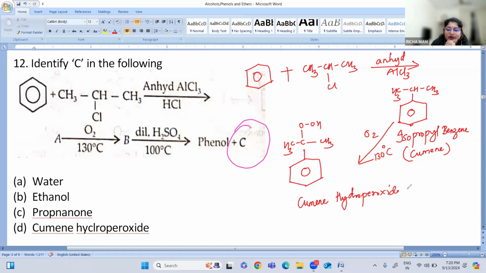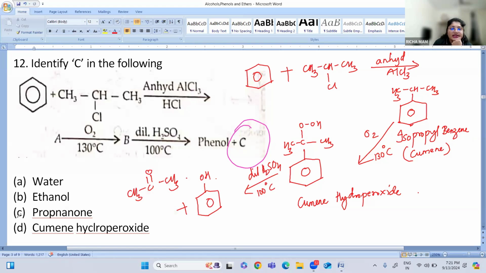Cumene hydroperoxide. Further, I'm going to treat it with dilute H2SO4 at 100 degrees Celsius. What am I going to get? What is the product? Phenol. Remember the synthesis. And what is the byproduct? It is acetone. So acetone, what is the name? It is propanone. So yes, B is the answer.